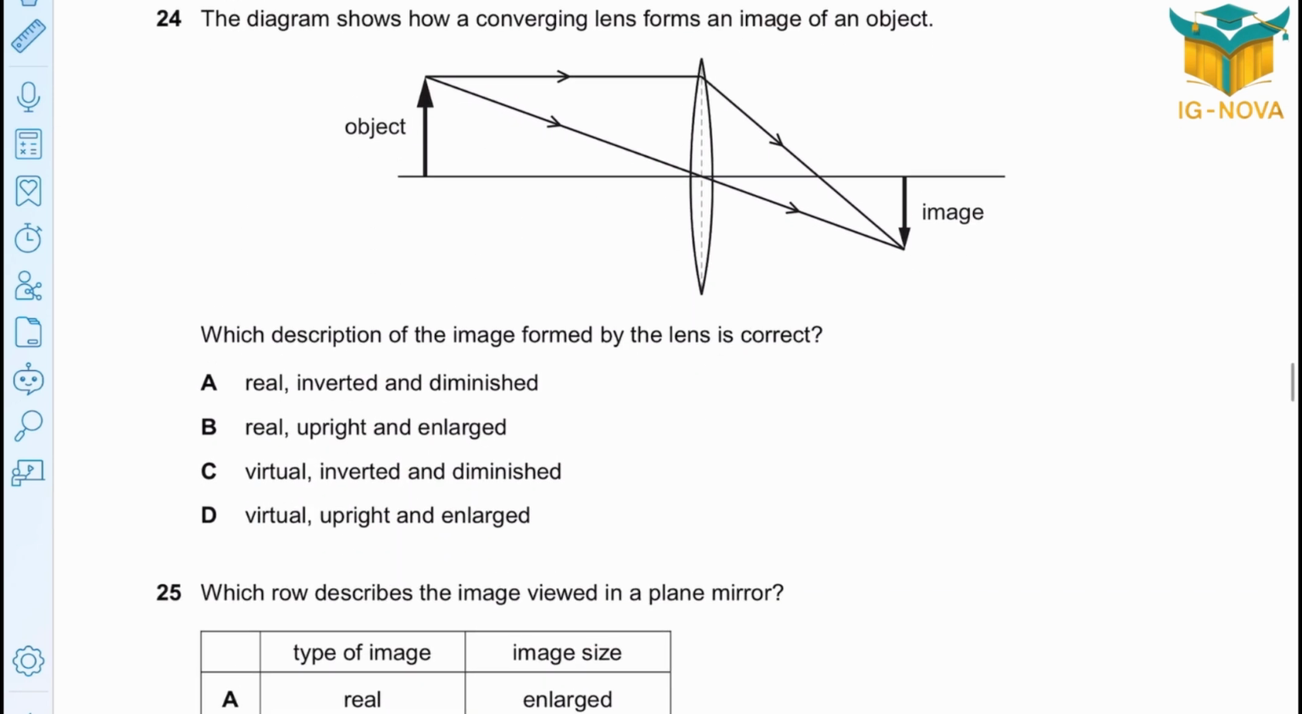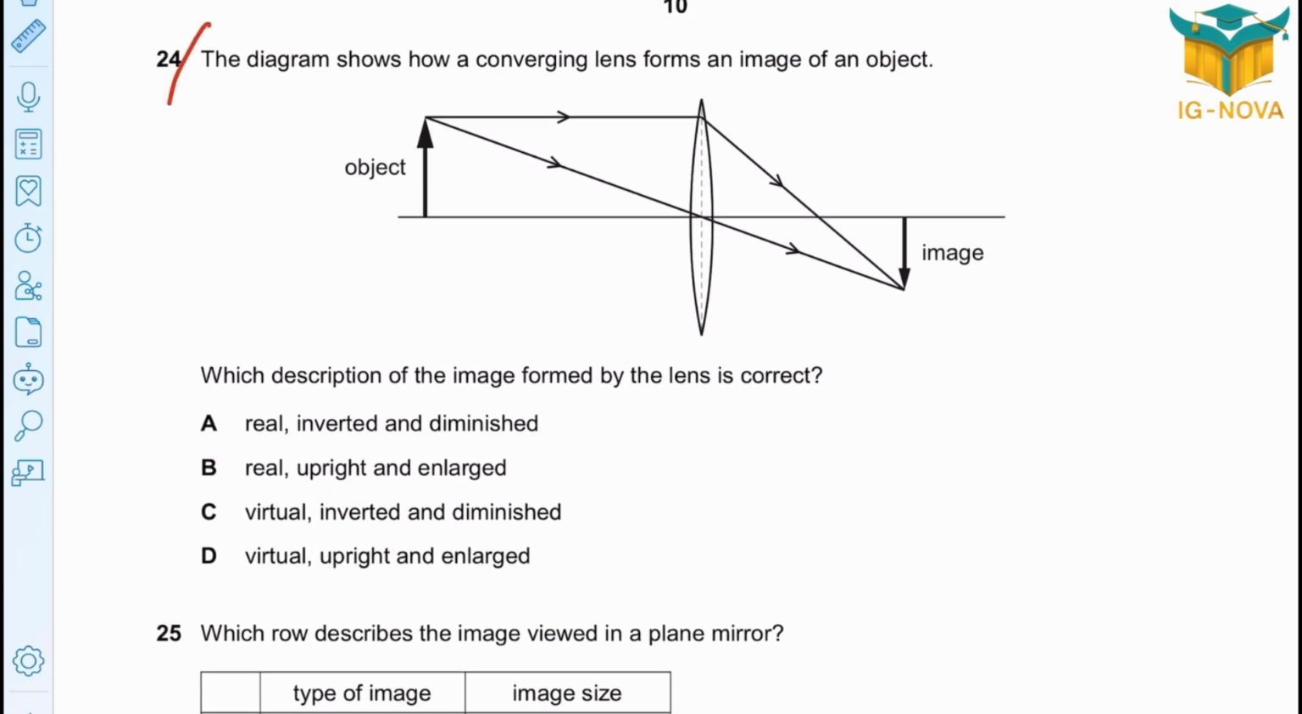For question 24, lens. The diagram shows how a converging lens forms an image of an object. Which description of the image is formed by the lens? Is it real or virtual? Let's solve. This is a refraction of actual rays. They are emitted here and intersect here, so it's real, not virtual. Is it inverted or upright? Surely inverted, so option A. And diminished also: this is the size of the object, and the image is smaller than the object.